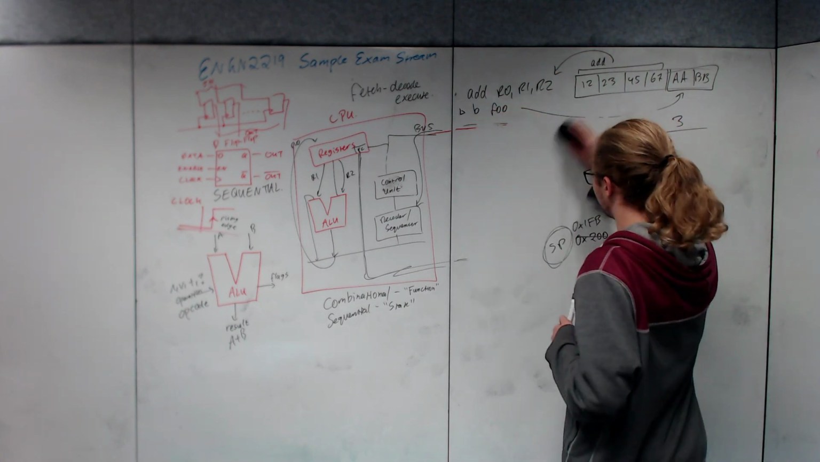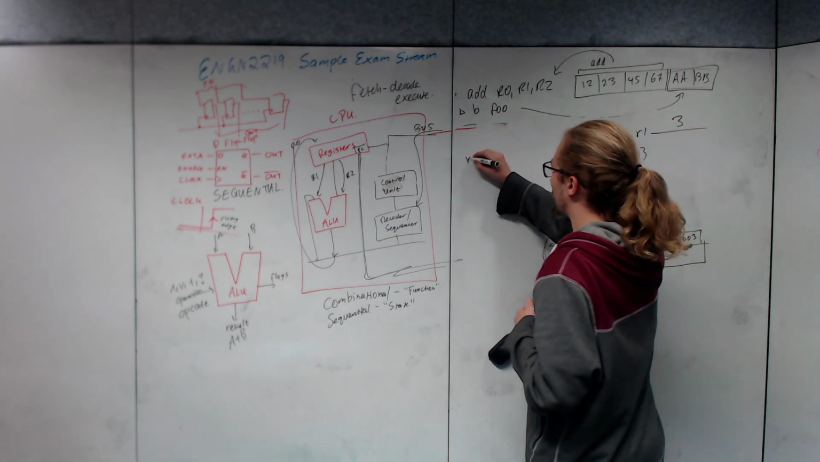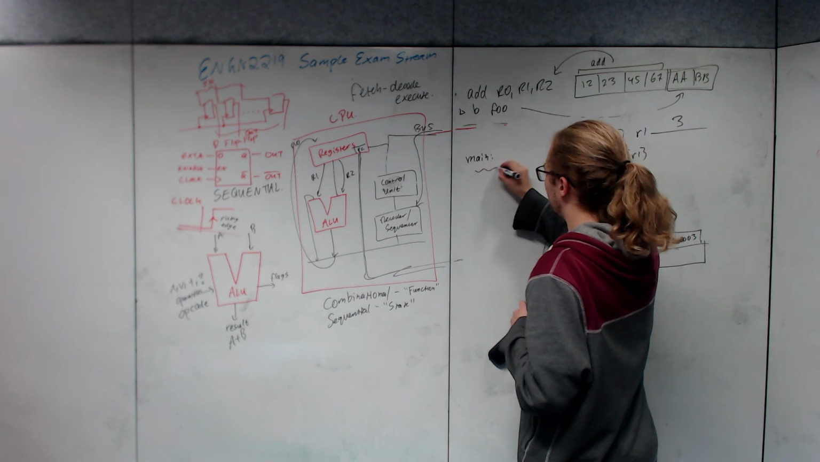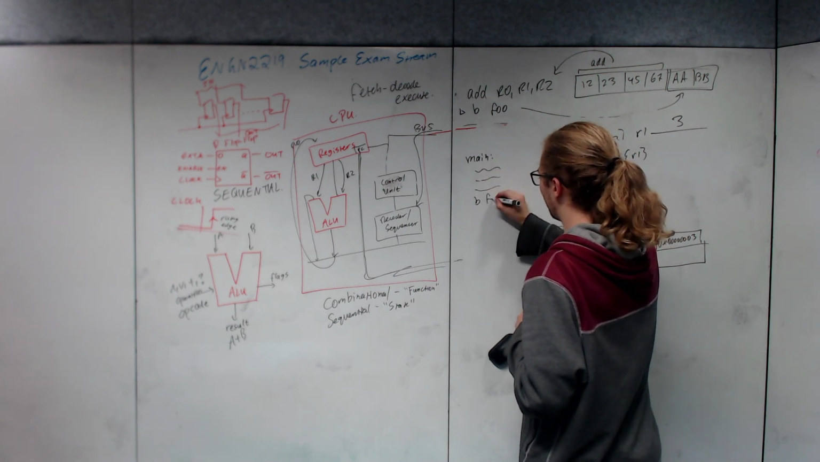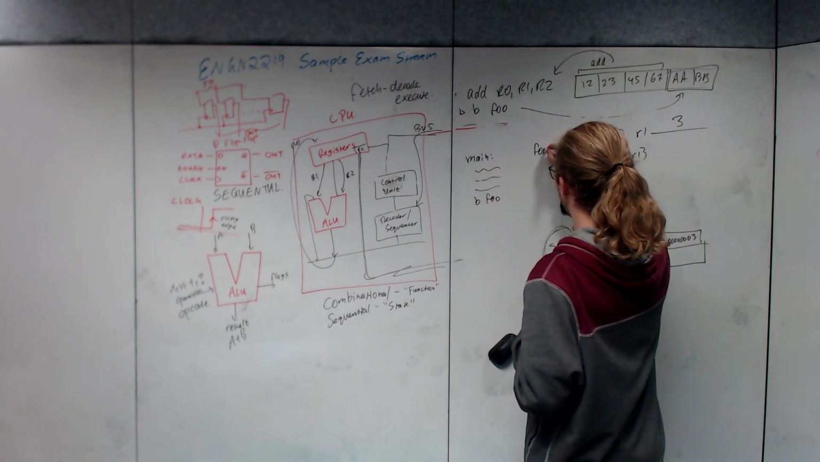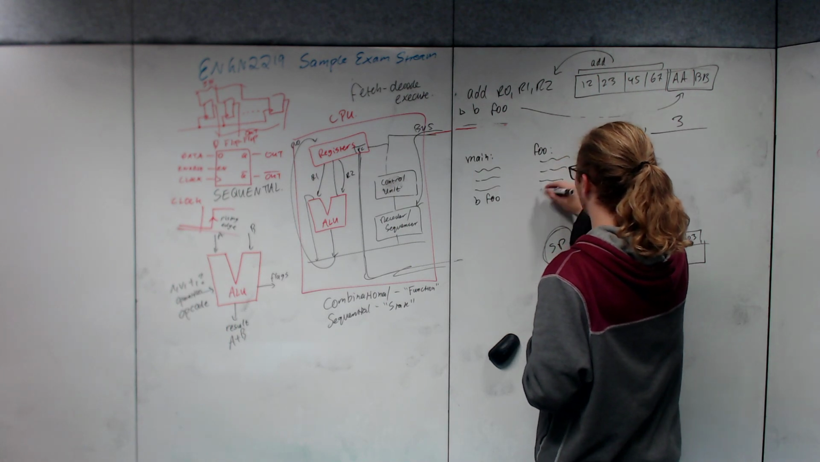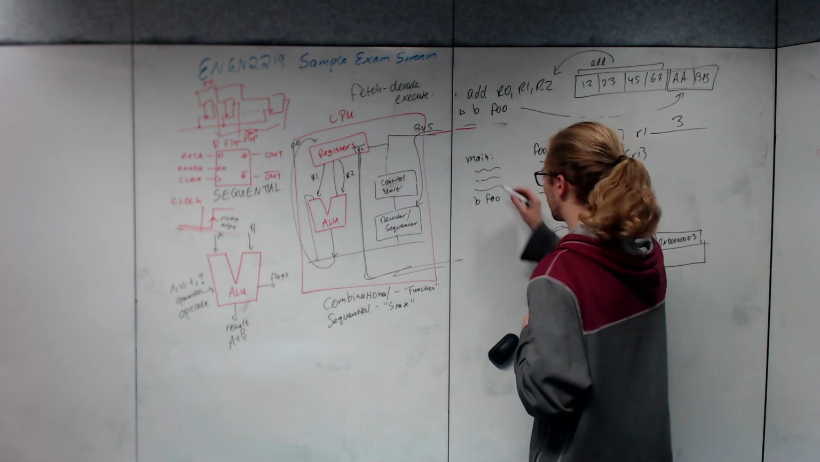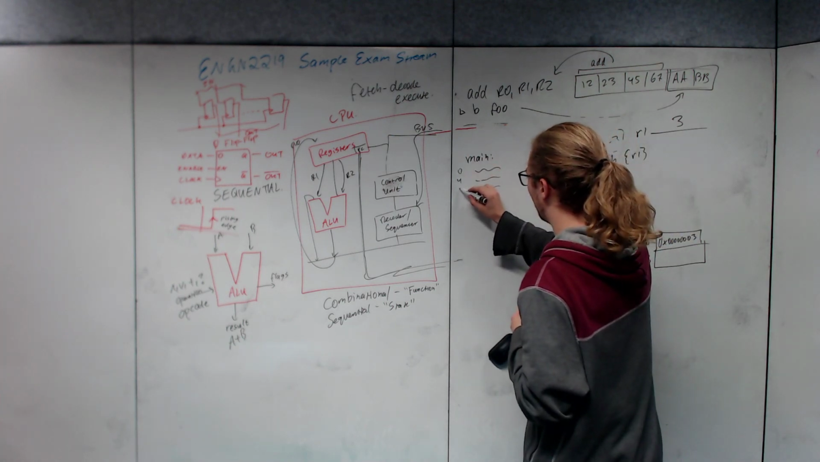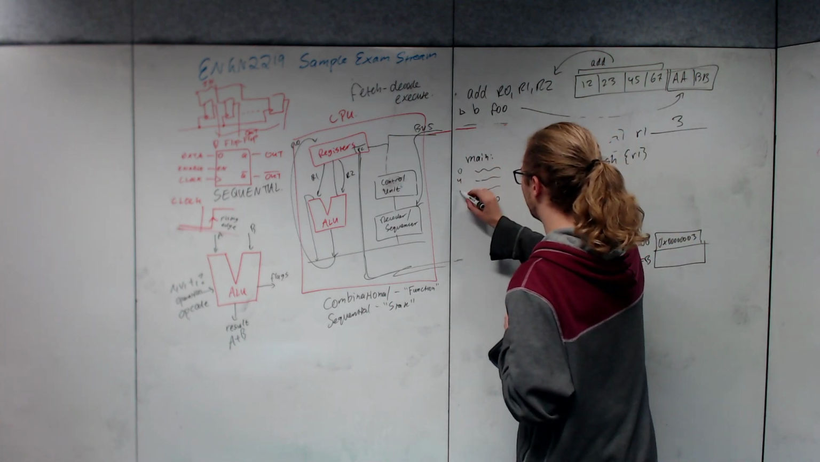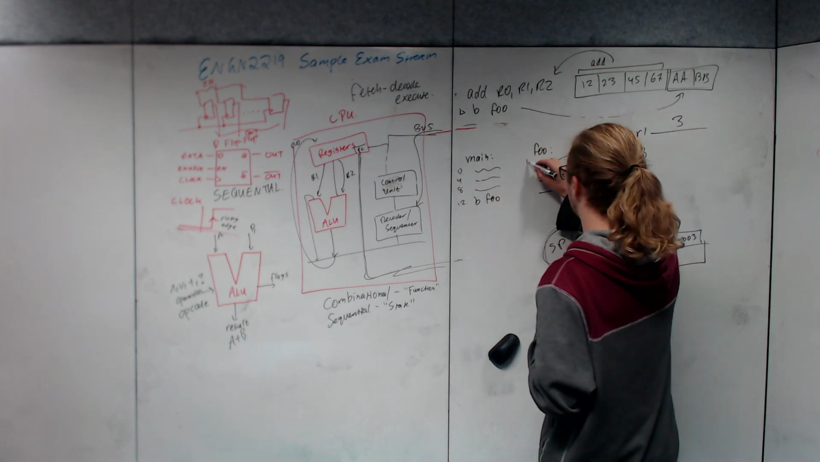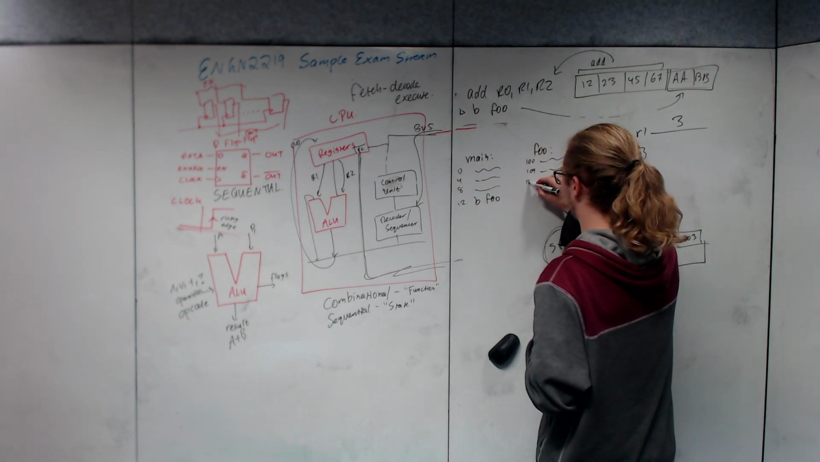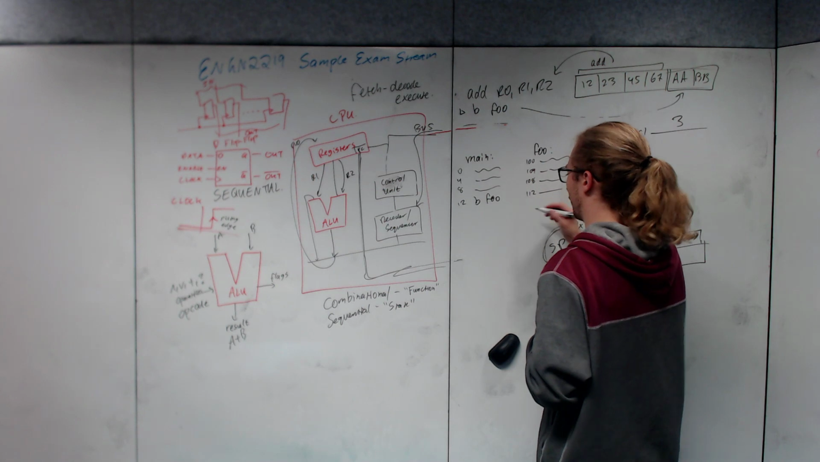No worries. So I've got some code: main, do some stuff, branch to foo. And then foo has got some stuff. Each of these instructions has some address in memory. Suppose this is address 0, 4, 8, 12. And then over here, this is like 100, 104, 108, 112, whatever.